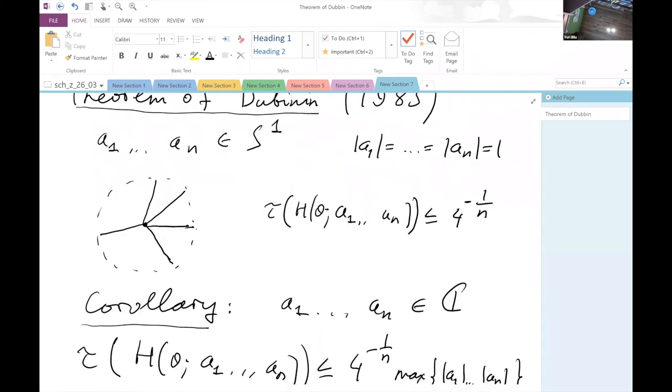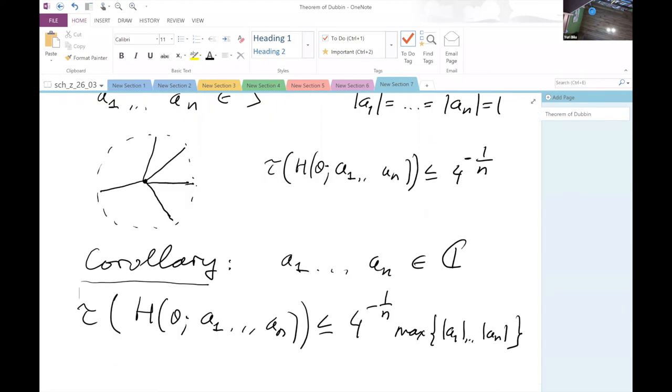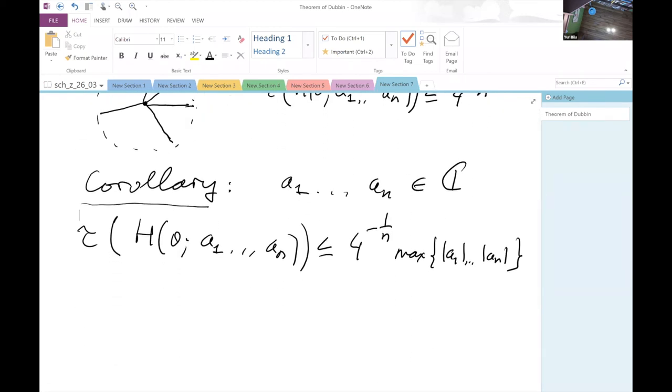And this will be the only deep result that we take for granted, the theorem of Dubinin. All the other things I'm more or less proving. So this is the only thing that I'm not going to prove. Okay. So this is all that I wanted to say on transfinite diameter and hedgehogs and the theorem of Dubinin. I still have about a quarter of an hour left.